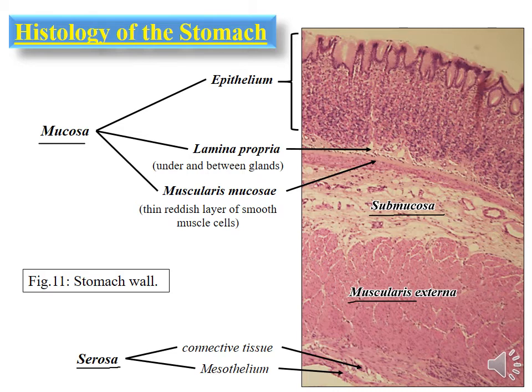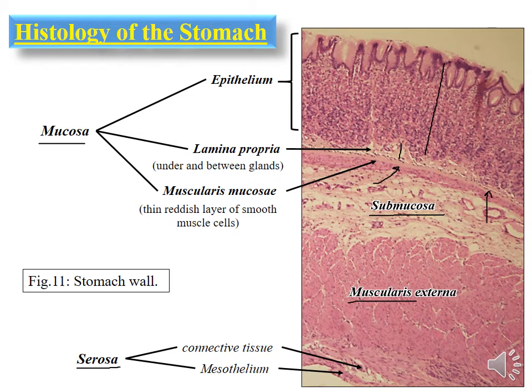The mucosa again is formed of epithelium. This is the epithelium of the stomach, and we have connective tissue lamina propria. Of course, although we are seeing the lamina propria under the epithelium, it is actually also between the epithelial glands of the stomach. And then we have the muscularis mucosae, this thin layer of smooth muscle cells that separates the mucosa from the submucosa. Submucosa, of course, is connective tissue layer.